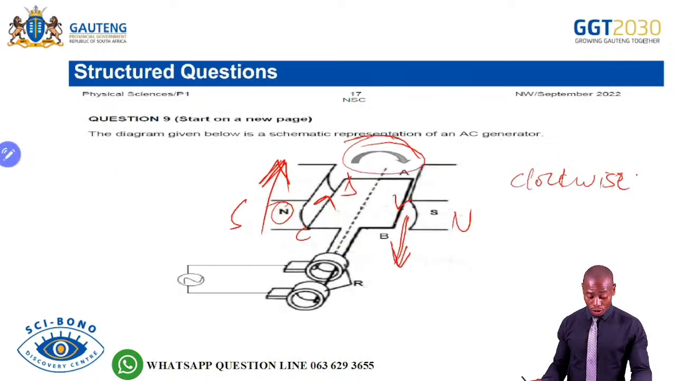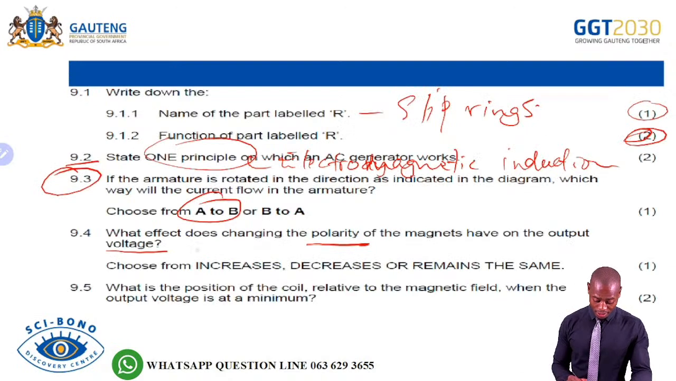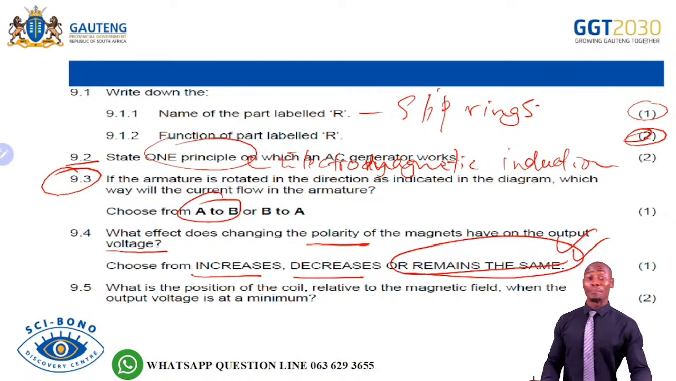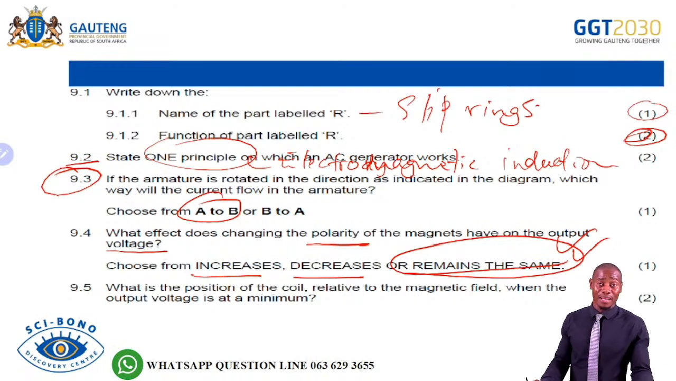So there will be no effect, but they want us to choose: increases, decreases, or remains the same. The correct answer would be remains the same, because the polarity does not affect the EMF. What affects the EMF is if instead we are using a magnet that is stronger than this one, then that is when the output voltage will be affected.